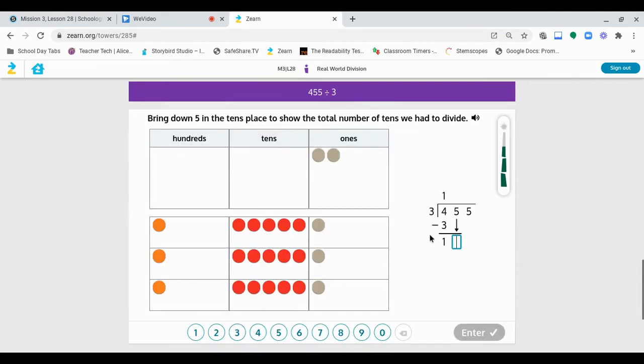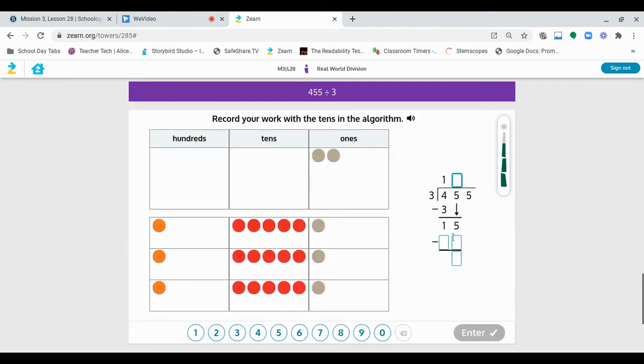So that's why my next step is I'm going to bring down the 5 tens that I originally had to show that I had 15 tens. Remember, I had 15 tens after I brought that 100 over. Now I divide again. I start the process over. I do 15 divided by 3. I had 15 tens. I divided them by 3. How many ended up in each group? There's 5 in each group. 15 divided by 3 is 5, evenly.